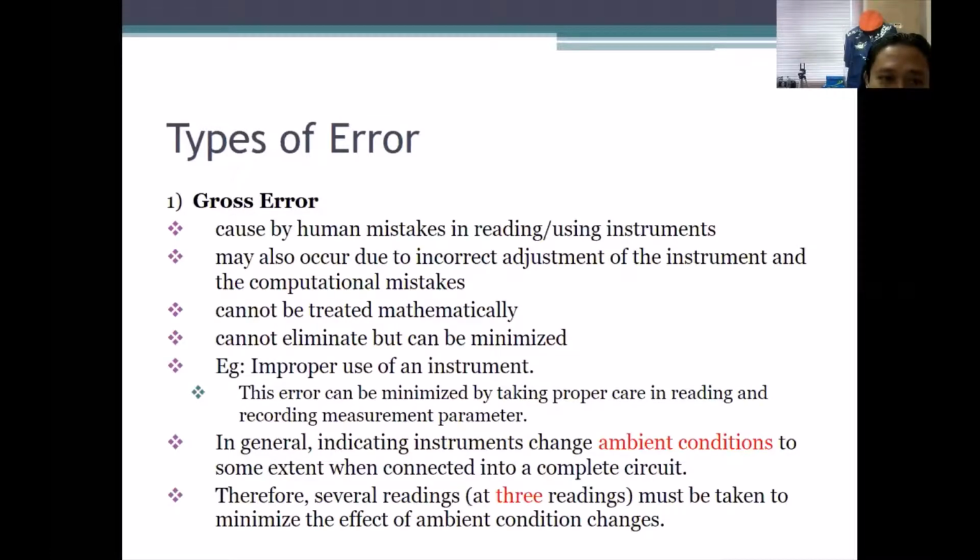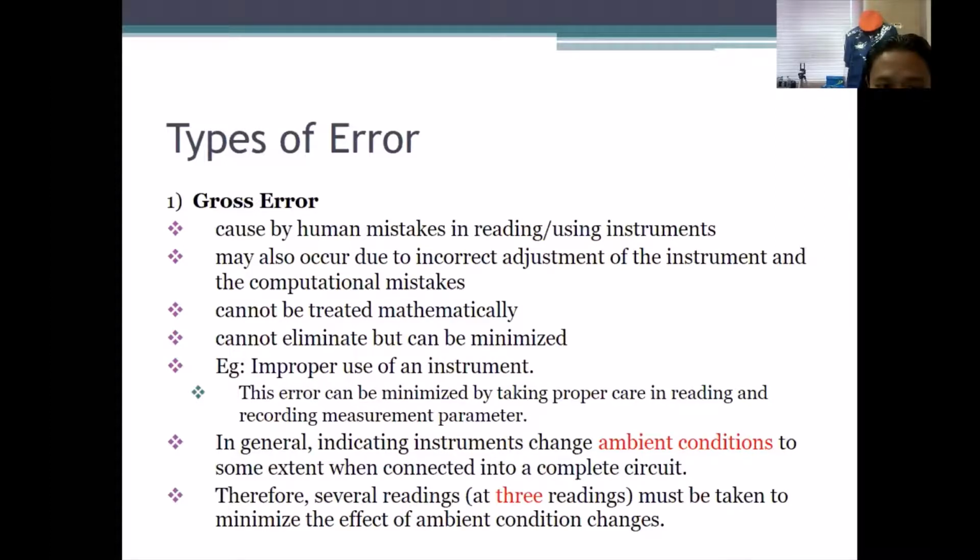The gross error that I mentioned to you, sometimes we call the human error, because this error is caused by human mistake in reading or mistake in using the instrument. It may also occur due to incorrect adjustment of the measurement and computational mistakes. So this cannot be treated mathematically and cannot be eliminated, but can be minimized. Make sure we use the proper instrument.